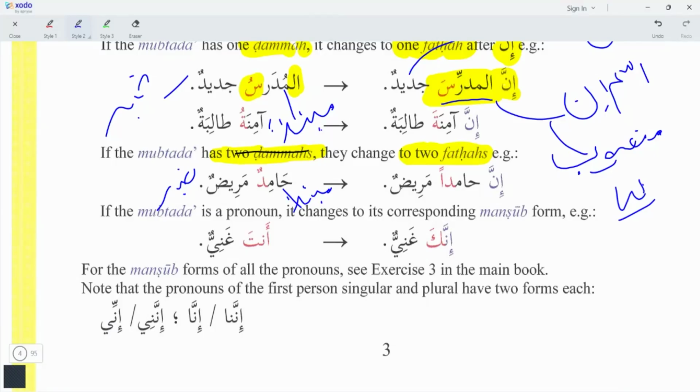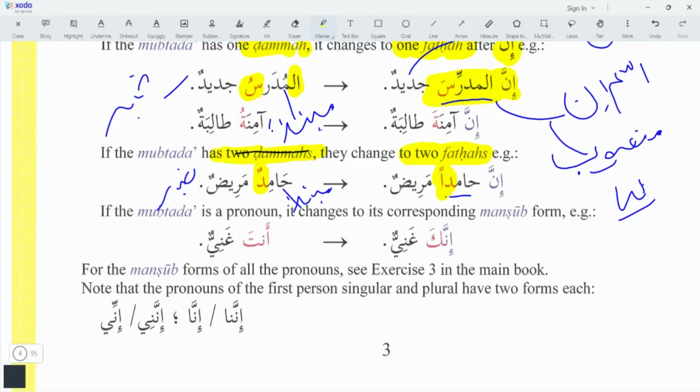Okay. So after using inna, this Hamid is ismu inna and Maridun is khabru inna. And it has two dhamma, and two dhamma change into two fatah. Inna hamidan maridan.